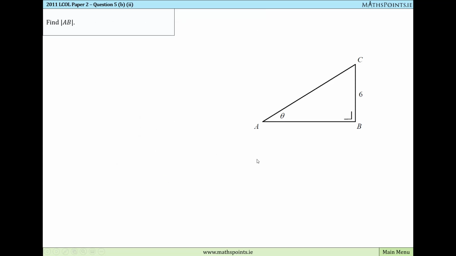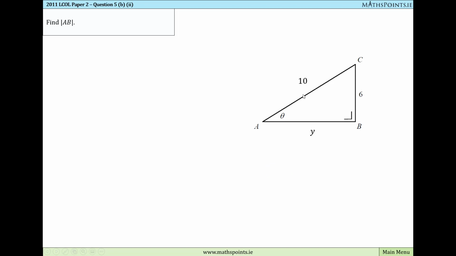So part 2 of the question asks us to find the distance from A to B. We've already found out in part 1 that the distance from A to C is 10, so make sure we update our diagram with that information. We're trying to find A to B, so we're going to label that side Y because we've already used an X in the first part of the question.